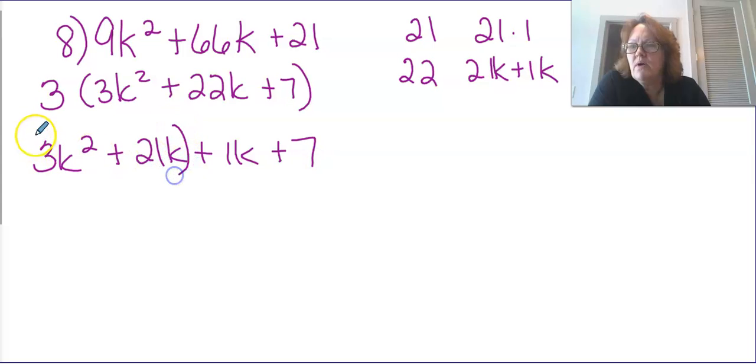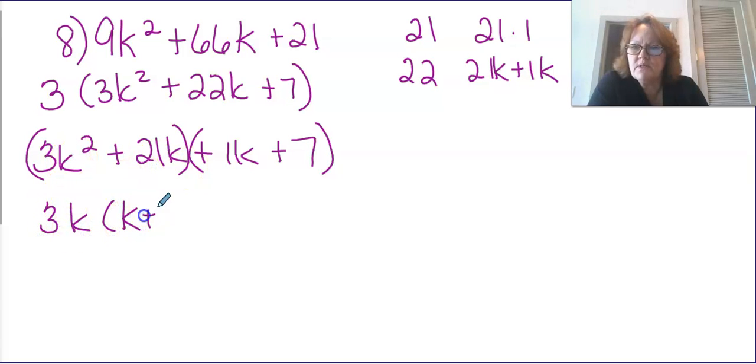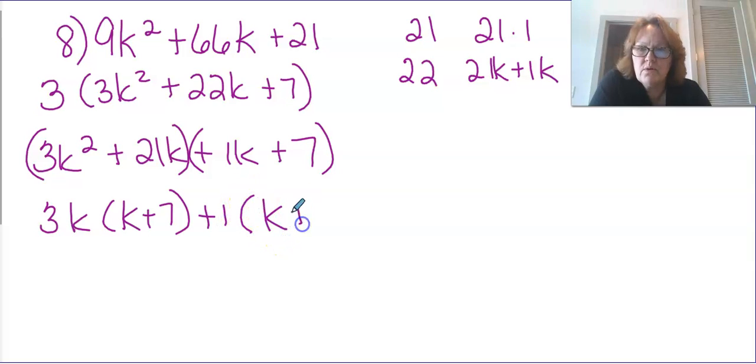And then I'm going to divide this in the middle. Let's see, what can I take out here? 3k. That's k plus 7. And then I'm just going to take out a 1 right here. Sometimes you can take out more than just a 1, but you can always take out that 1.